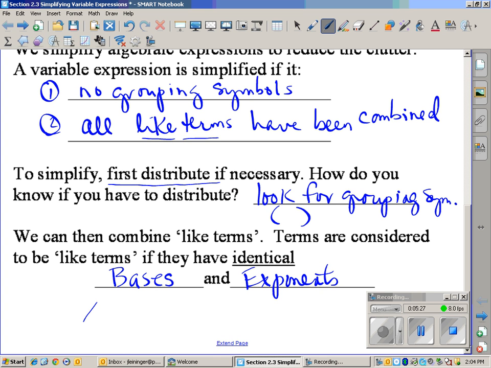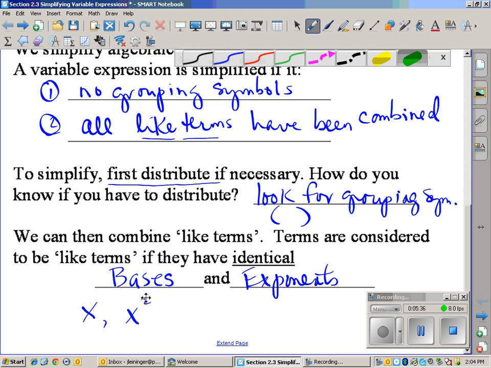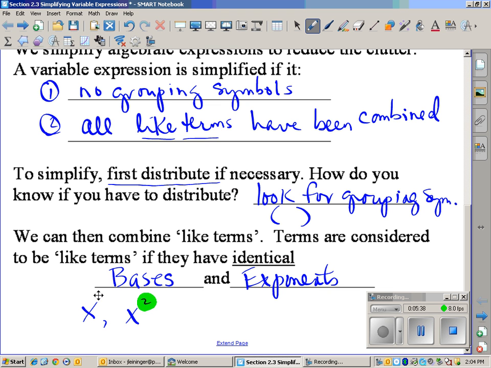So for instance, x and x squared are not like terms. They have similar bases, but their exponents are different. This one is to the 2 power. This one is to the 1 power. They are not considered like terms.